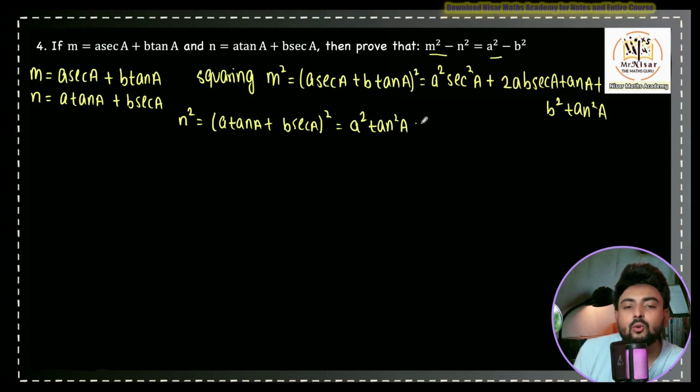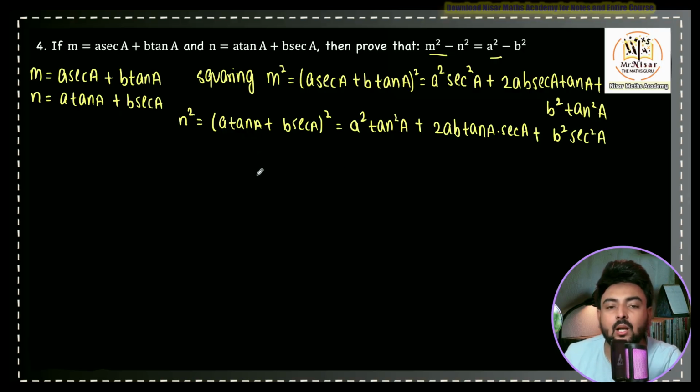See, before I solve this, you should try this question on your own. Then only you will be able to solve the maths question. If you are waiting for me to solve and then you write it and then you solve, it will not help you at all. So a into b, 2 into a into b, plus b square. I have written the value of m square and n square. Children, in the next step we have to subtract.